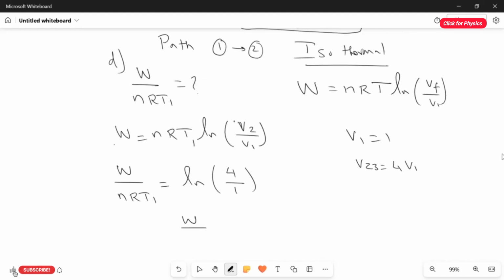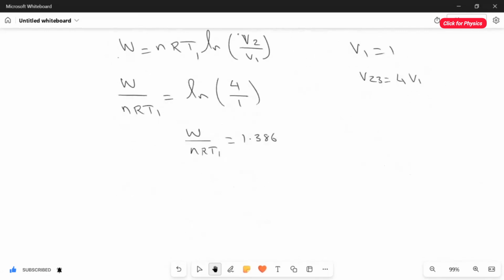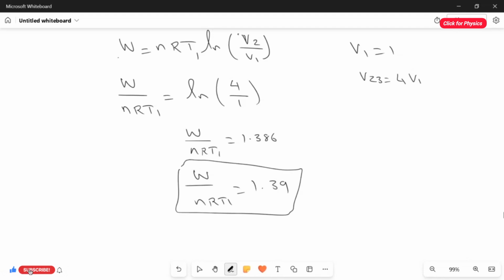So here I got the answer: W over nRT1 is equal to 1.386. We can round this number, so W over nRT1 is equal to 1.39. This is the answer for part D.